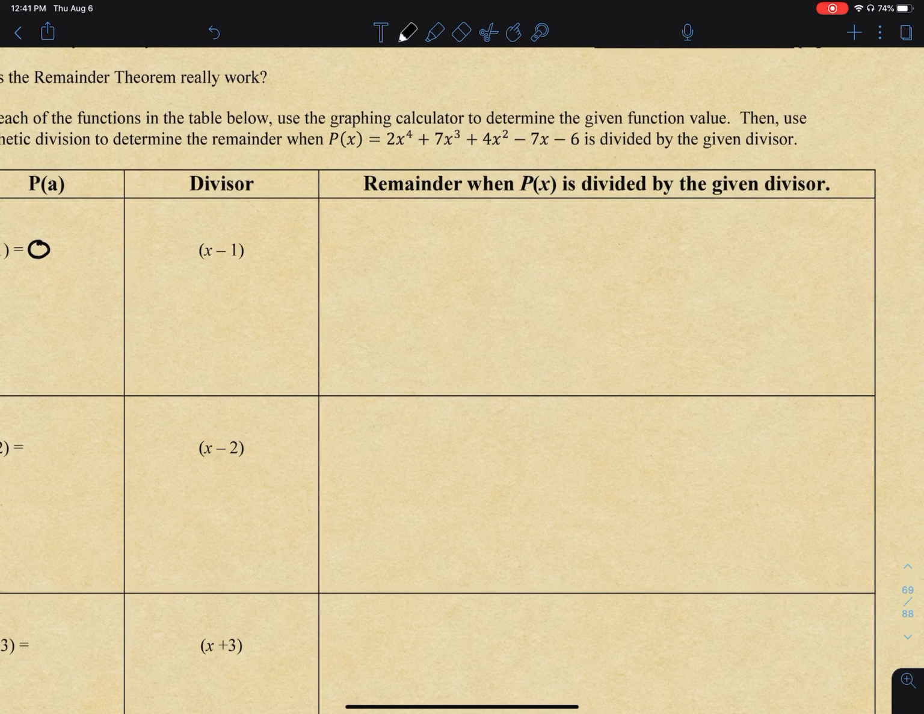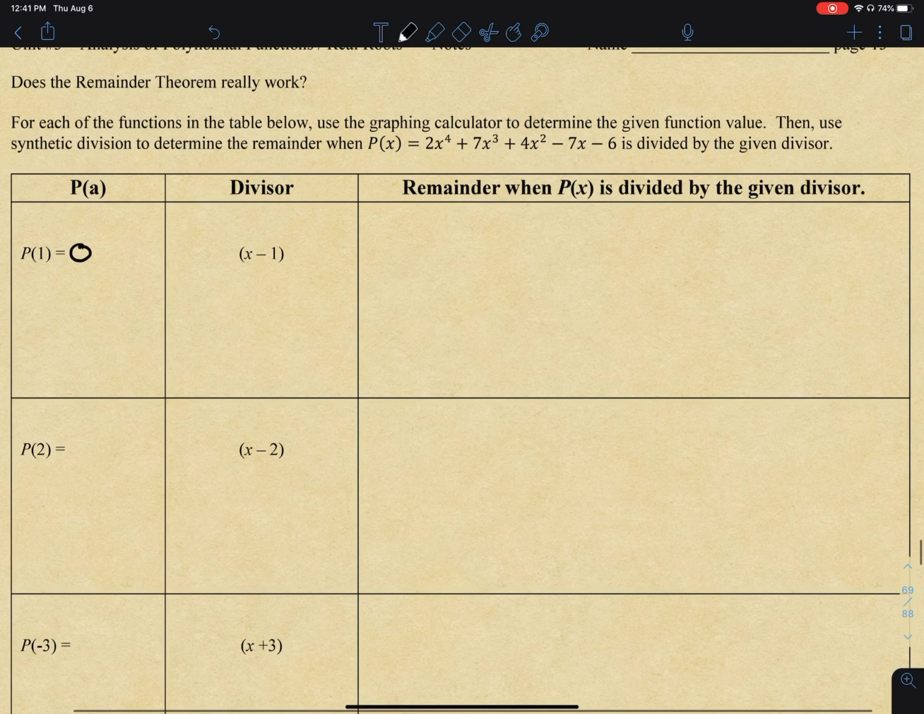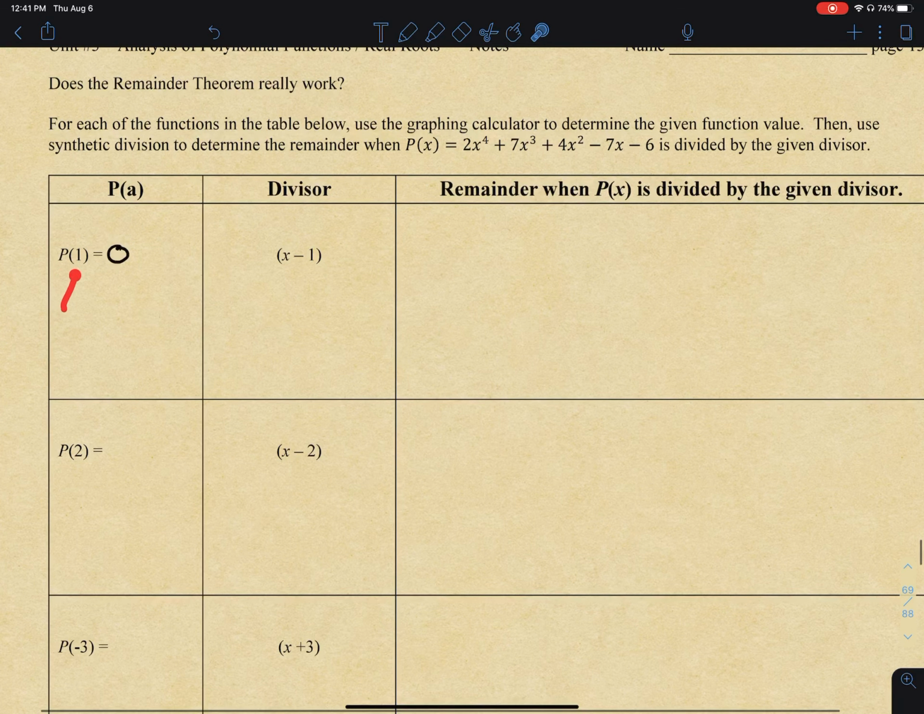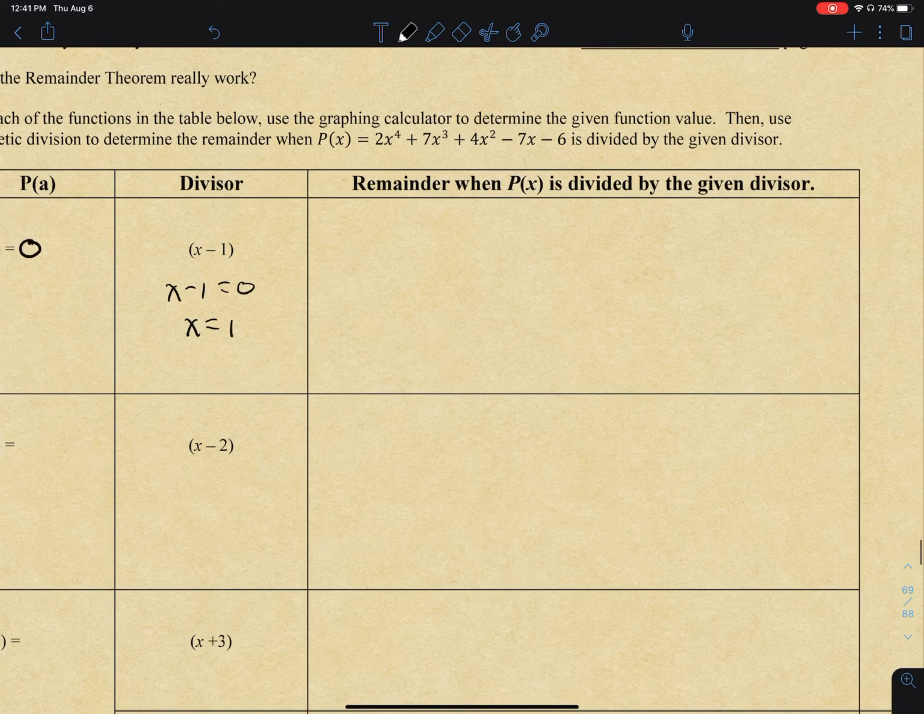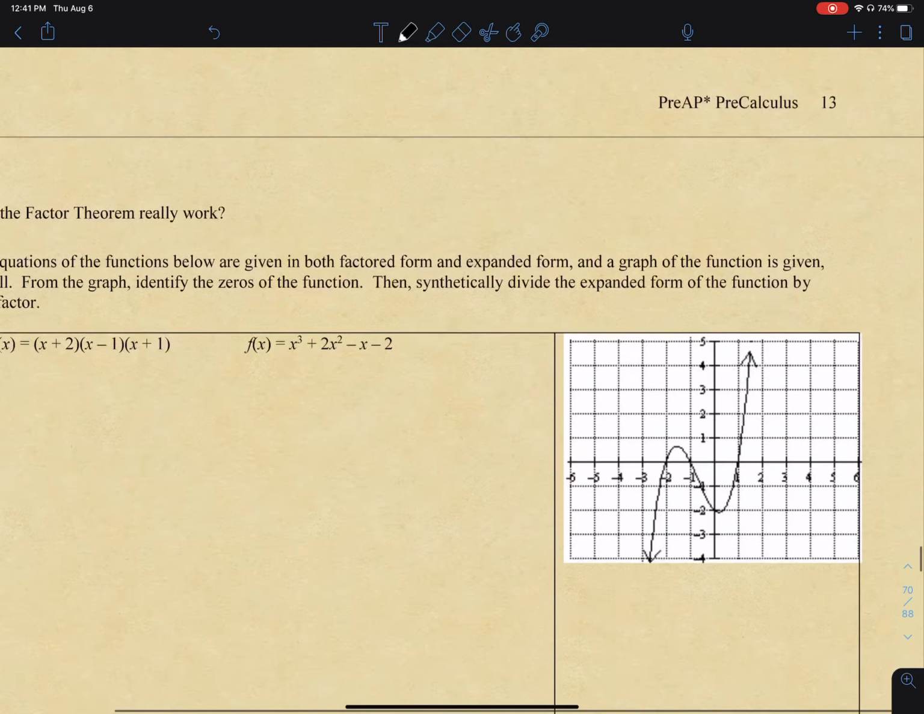Now let's see if the remainder theorem actually works. The divisor, x minus 1, comes from whatever this a value is here, 1, it's always x minus that a value. The a value is 1. You set that equal to 0, the divisor, and you solve it. That tells us we're going to divide by 1 synthetically. So we got 1 we're dividing by. Our coefficients are 2, 7, 4, -7, and -6.